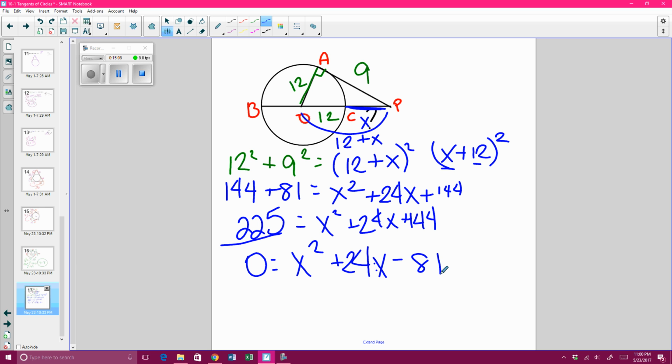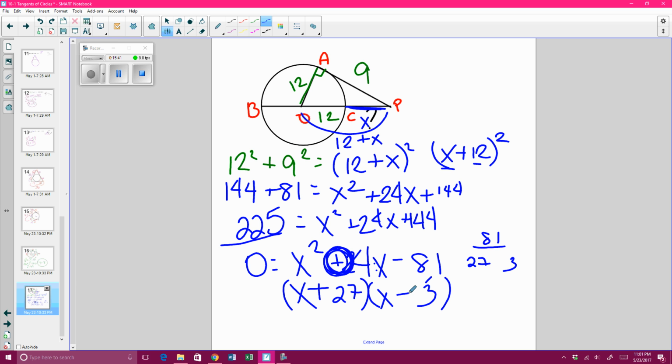You're now looking for the factors of 81 that are 24 away from each other. I'll go ahead and tell you what these are. The factors of 81, I know you're probably thinking either 9 and 9, but the factors of 81 that are 24 away from each other are actually 27 and 3. So now it's just a matter of figuring out which sign goes where. This sign is positive, so therefore the larger of these numbers has to be positive. The smaller must be negative.